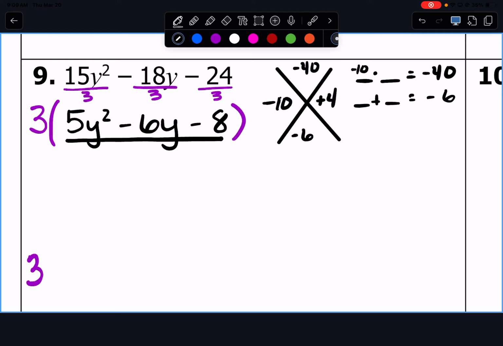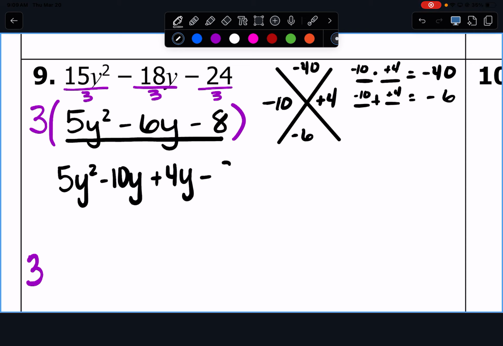Now what do I need to do? You just write them down. So I do 5y squared minus 10y plus 4y minus 8. Then we group the first two, and then we group the last two. For the first two, what is their GCF? 5y. So when we take out 5y, what does that leave us with?